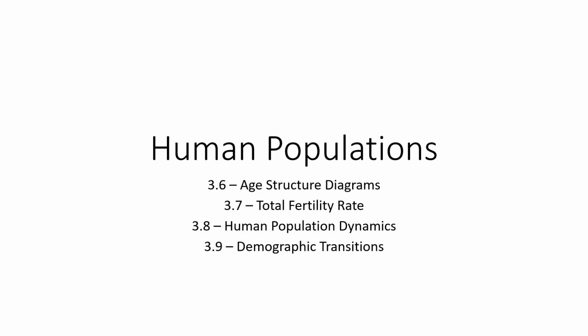So we've talked about ecological populations, and now we're going to talk about human populations, looking at age structure diagrams, total fertility rate, just human population dynamics in general, and then demographic transitions. So here we go.